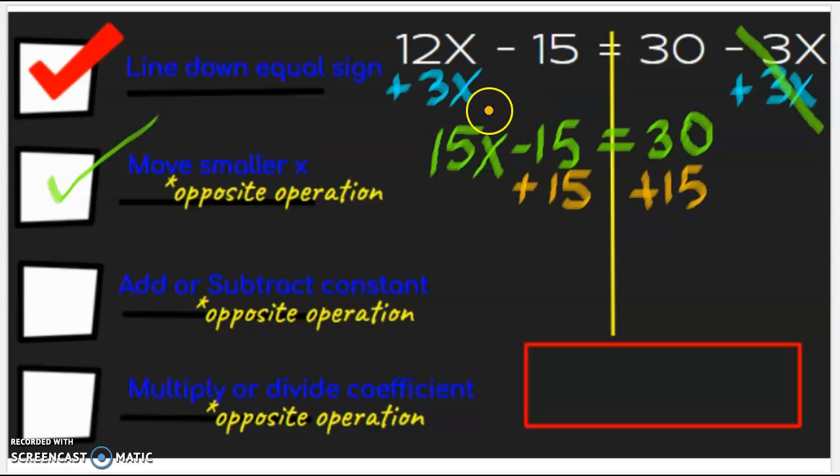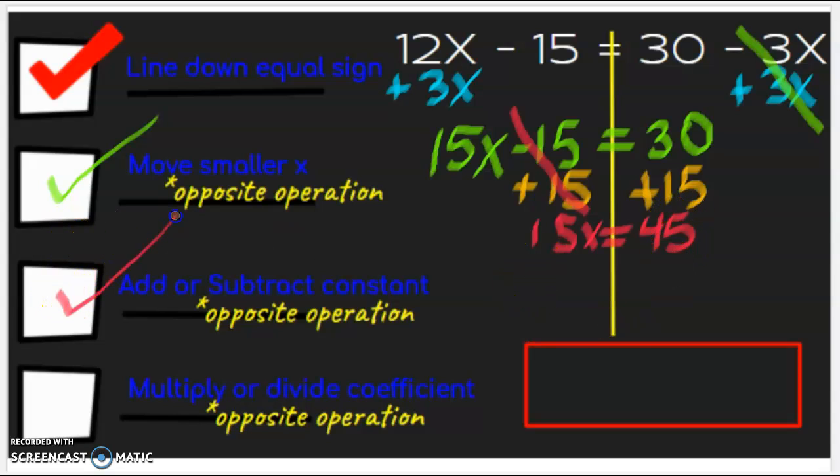Okay, negative 15 plus 15, that just simplifies to be 0. So I am left with 15x on the left is equal to, if I add those two together, I get 45.